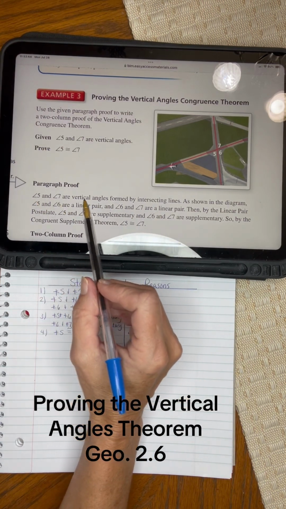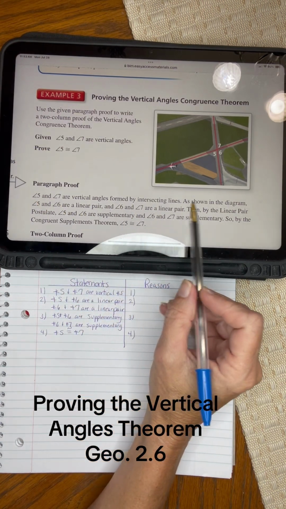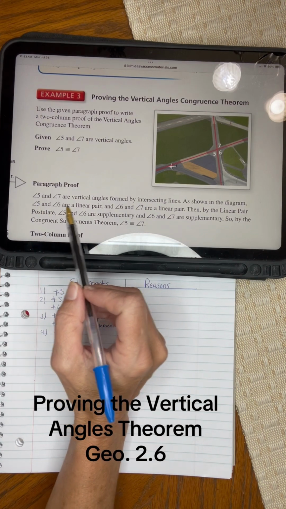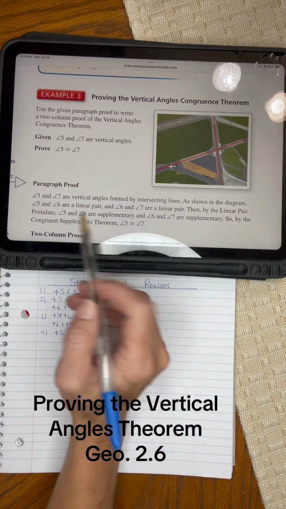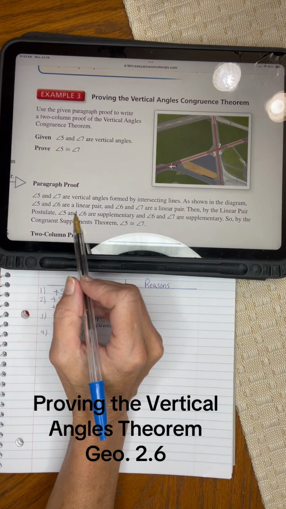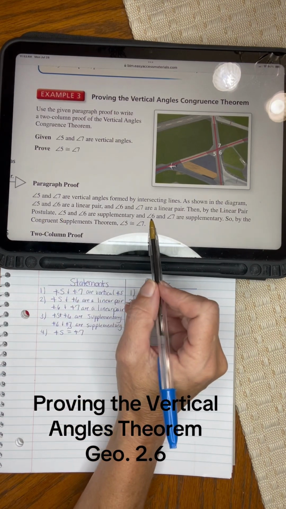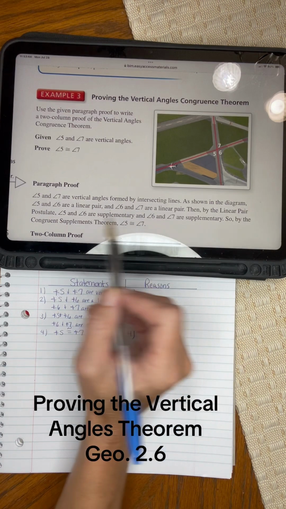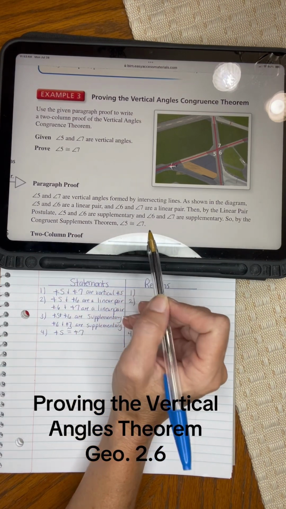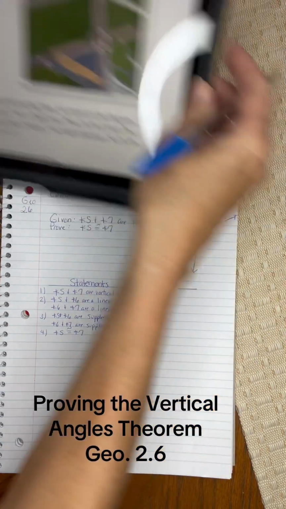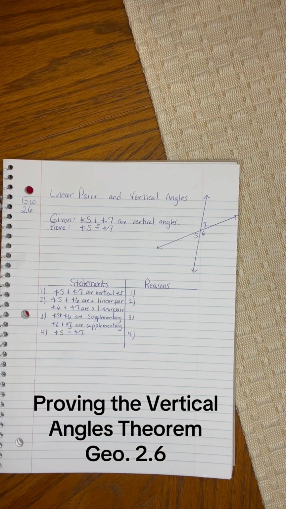Angle 5 and angle 7 are vertical angles formed by intersecting lines. As shown in the diagram, angle 5 and angle 6 are a linear pair, and angle 6 and 7 are a linear pair. Then by the linear pair postulate, angle 5 and angle 6 are supplementary, and so are angle 6 and angle 7. So by the congruent supplements theorem, angle 5 will be congruent to angle 7. Now, let's change that to the two-column proof.